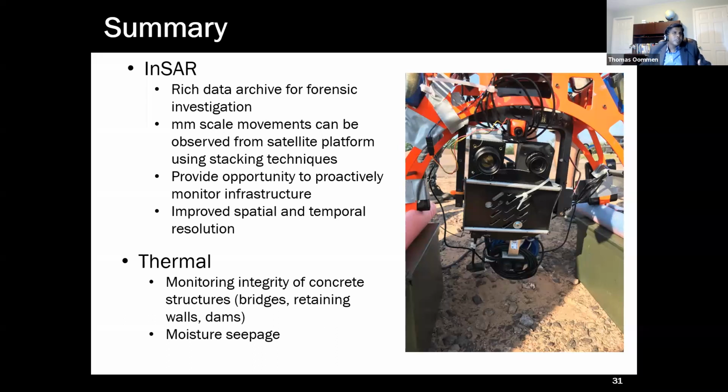They provide improved spatial and temporal resolution, and the thermal remote sensing is valuable for monitoring integrity of concrete structures, bridges, retaining walls, dams. I've not shown you, but we have examples where we can utilize the thermal signatures to identify internal leaks that are happening in dams where there's moisture seeping and things like that.